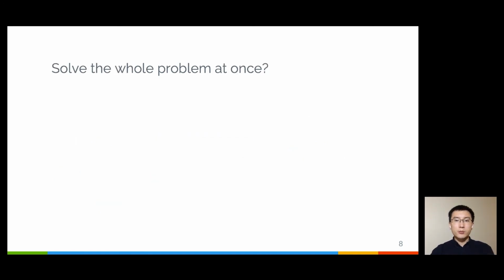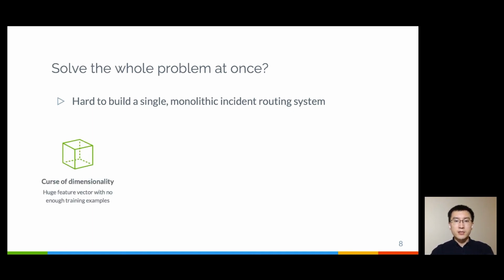We can let a machine learning algorithm learn a pattern. There are many ways to build such a machine learning system. The simple solution would be to build a huge machine learning algorithm that solves the problem at once. But we quickly found out that it is really hard to build such a single monolithic incident routing system with high accuracy. There are 4 problems. The first problem is the curse of dimensionality. Because the global routing system should consider everything, this large amount of information can easily result in a huge feature vector, but we don't have enough examples to train it.